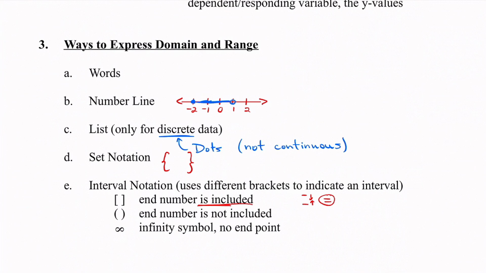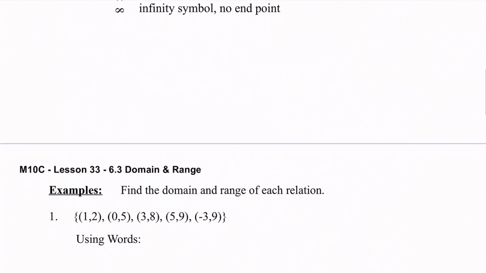And then the last thing we need to know for interval notation is this infinity symbol. So it's kind of like an 8 turned sideways. And for this one, it means that there is no endpoint. If you went to infinity, that means you're not stopping. There is no endpoint. So those are all of our ways to express domain and range. Now we're going to get into some examples here.